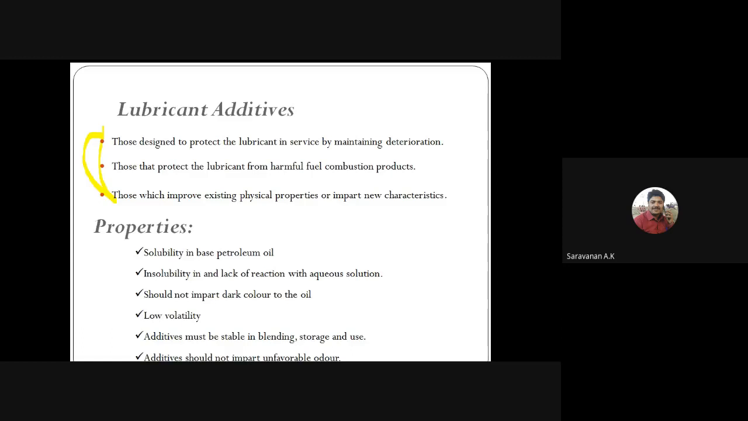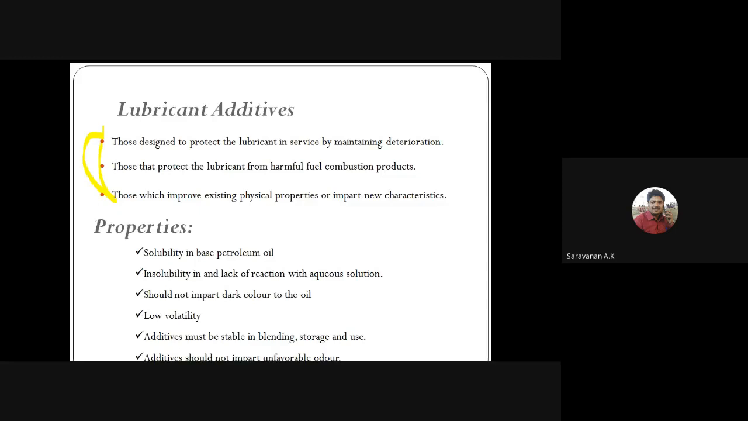We have over 50 characteristics of the lubricating base oils, which can be improved by some additives. Generally, the additives must have some properties. Depending upon the properties, we can improve the characteristics of the lubricant.